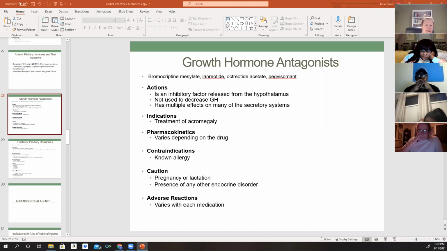The pharmacokinetics of this is going to depend upon the drug. We're not going to talk about any of these in specific, but they all vary according to what type of medicine you're talking about. Contraindication would be any known allergy to any of the ingredients. All of these have to be used cautiously in patients who are pregnant and then patients who are lactating, because it does go into the breast milk. You would want to use cautiously if the patient was suffering from any other endocrine disorders. And then the adverse reactions are going to vary with each medication. But these are the growth hormone antagonists.